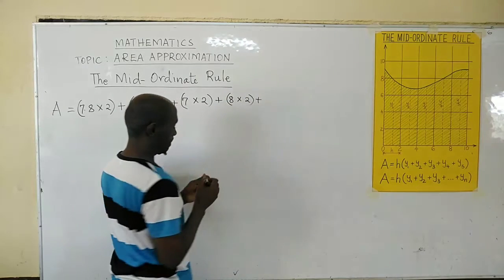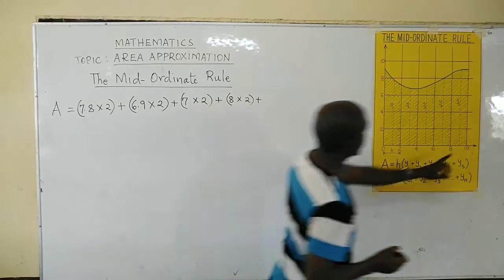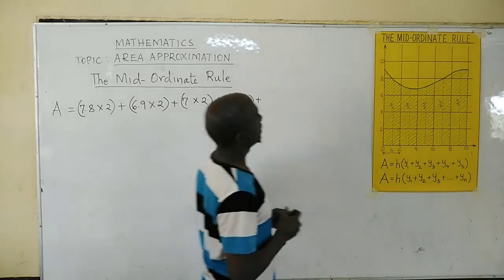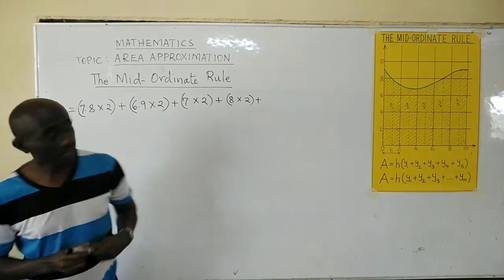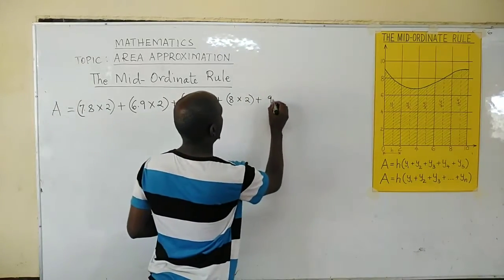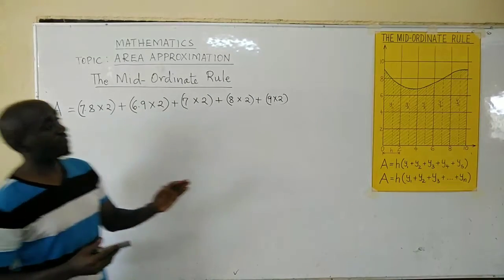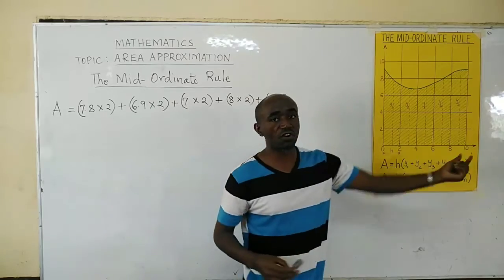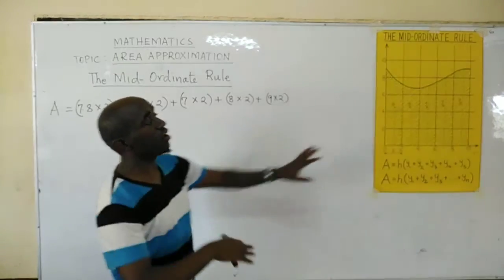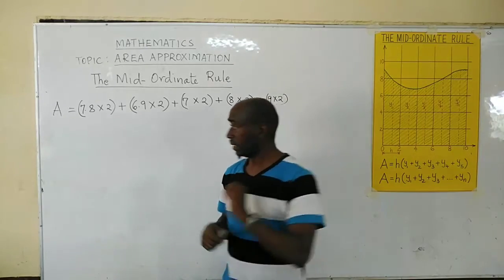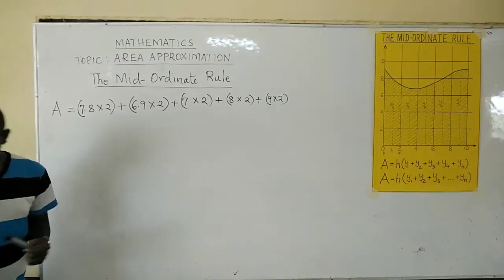Then plus the last one, where the length is 9. So multiply 9 by 2. And then you now add. Remember, we have found the area of each rectangle. So to get the total area of this figure, we add the areas of the rectangles. Let us add very quickly.